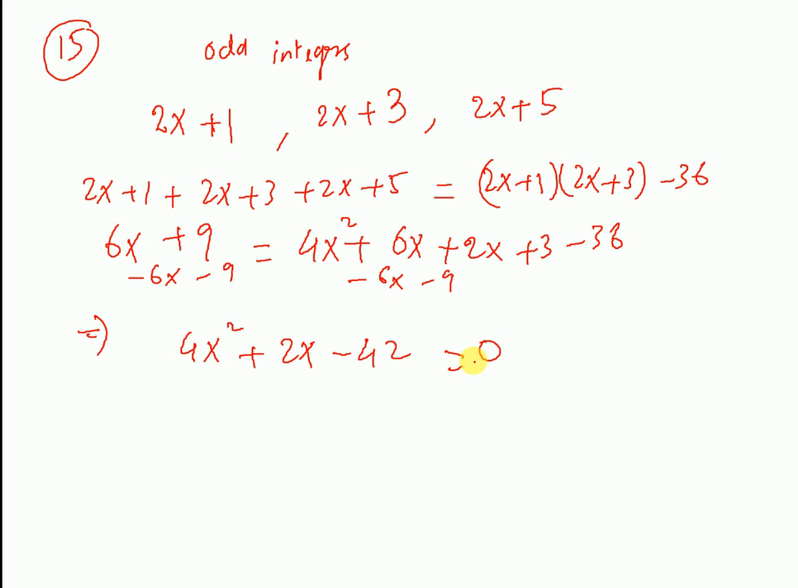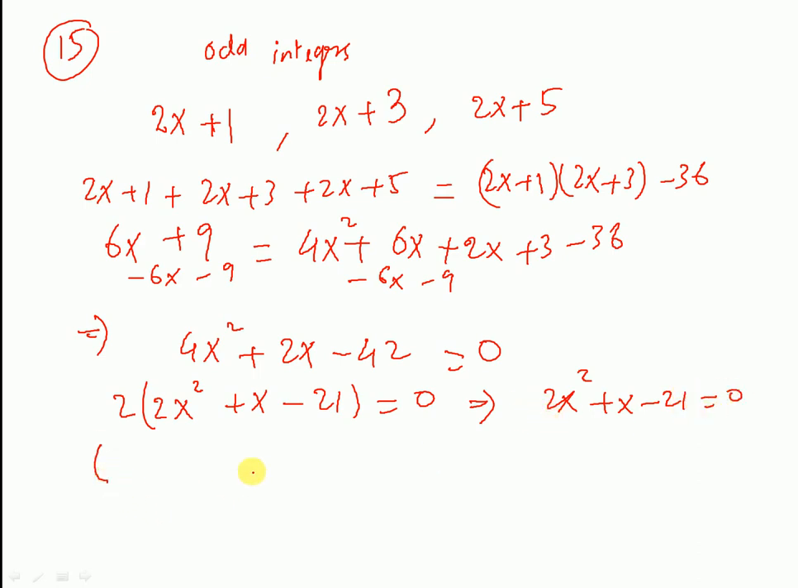Before you solve this for x, you can factor out the common factor of 2, because 4, 2, and 42 have 2 as a common factor. So I have 2 times x squared plus x minus 21. I factor out 2, I have x squared left, x left, and 21 left. The only way this equation is true is for this thing to be 0, because 2 cannot be 0. So just solve this equation.